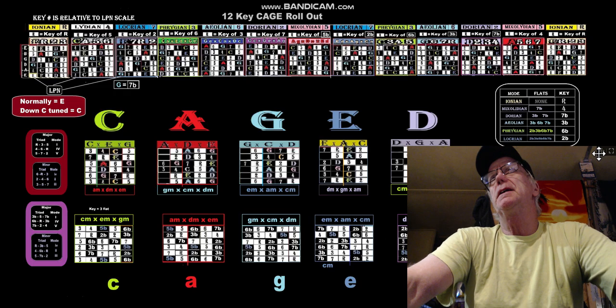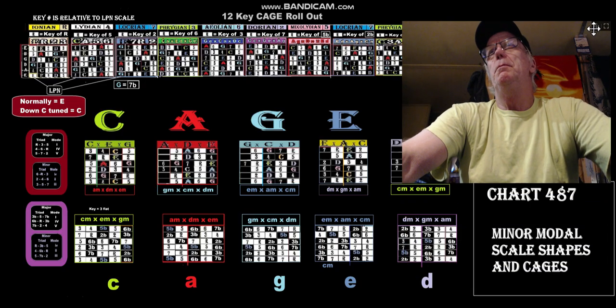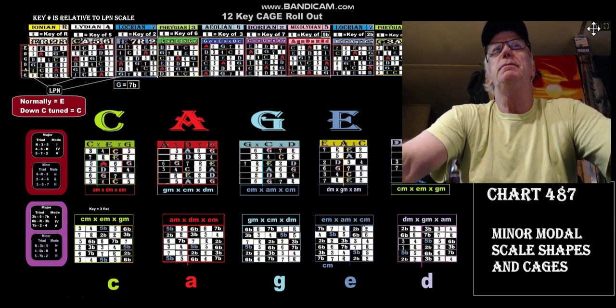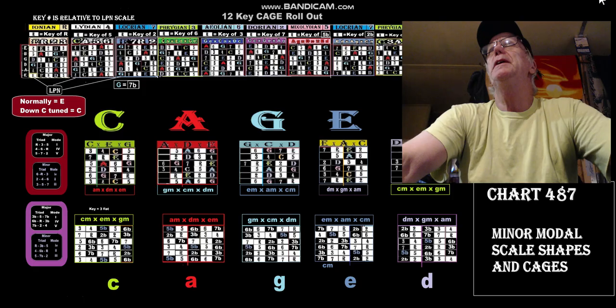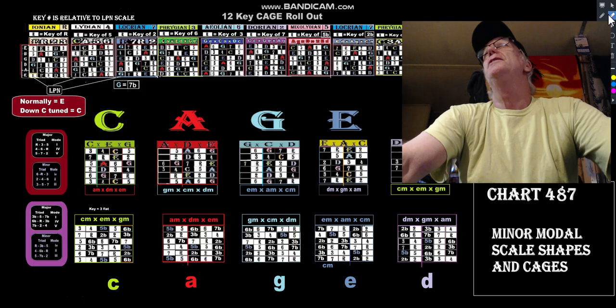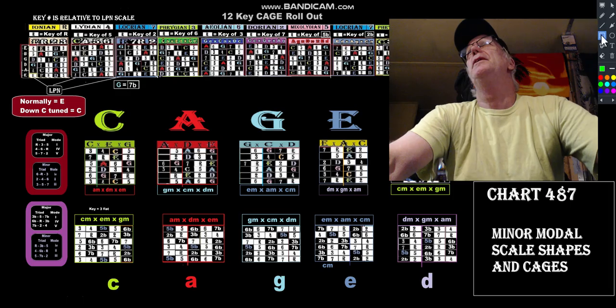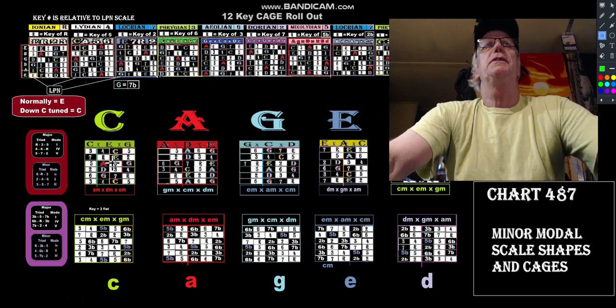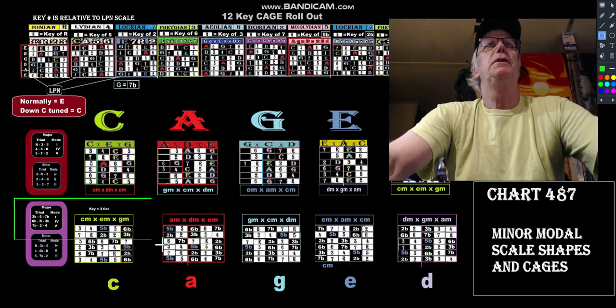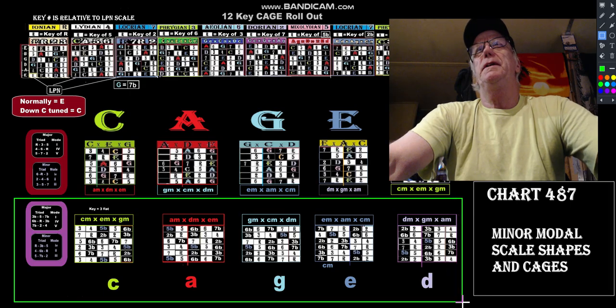Attempting to make a minor modal scale shapes and cages. In other words, kind of a minor cage system. Okay, where we'd be looking at this right here. Let me get out of the way of the drawing tool. Looking at this right here for the minor, right there.